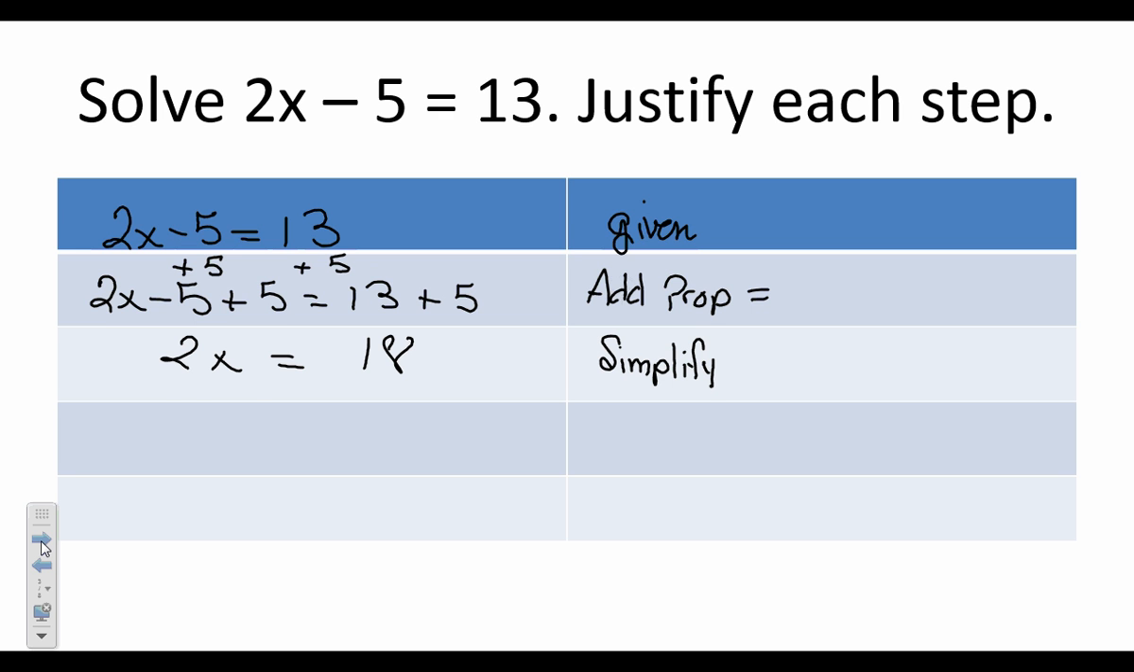Now we're going to divide by 2. We're only adding the last 2 numbers, and these guys are going away. Exactly. So we divided by 2, right? What tells us that we can divide both sides by 2? Yep, division property of equality. Just call it div prop equal.